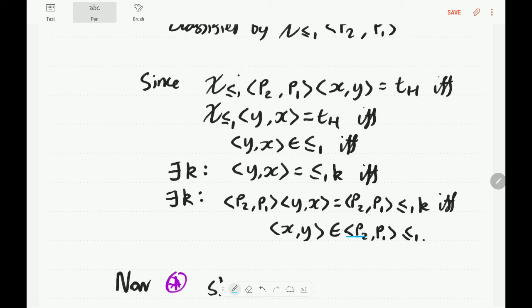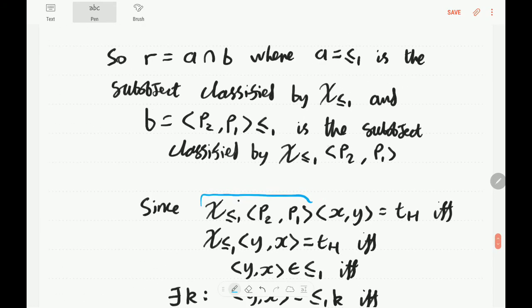So we've shown that (x, y) is in this if and only if doing this on (x, y) gives true. So this must be the subobject classified by this, which is what I claimed. Okay, so we can write R is equal to A intersection B, where A is less than or equal to 1 and B is (P2, P1) after less than or equal to.